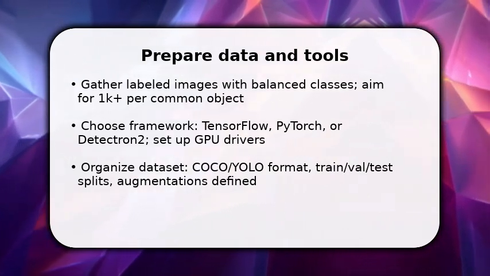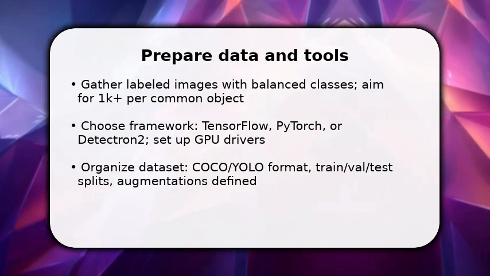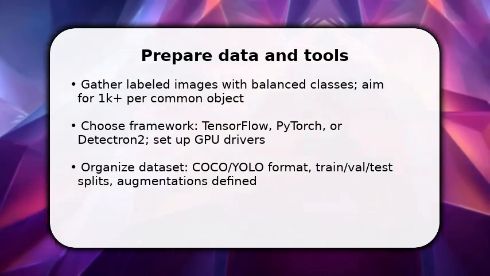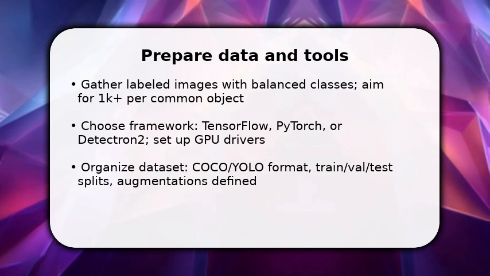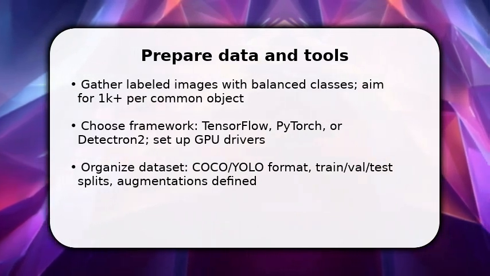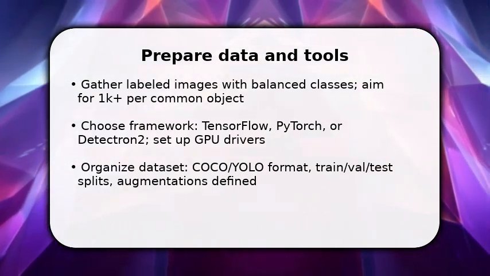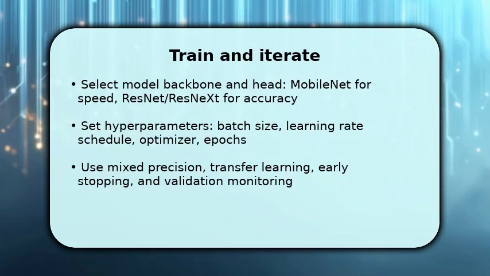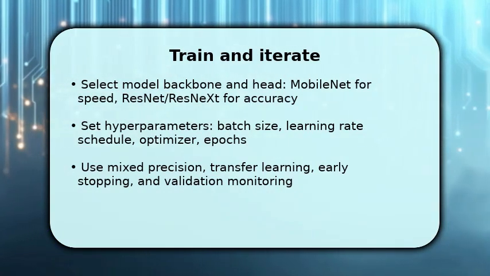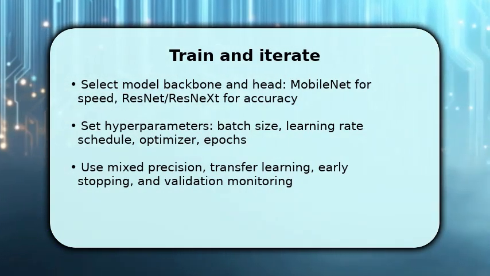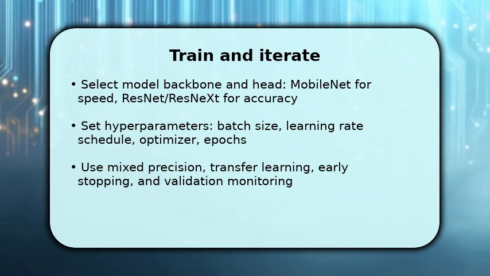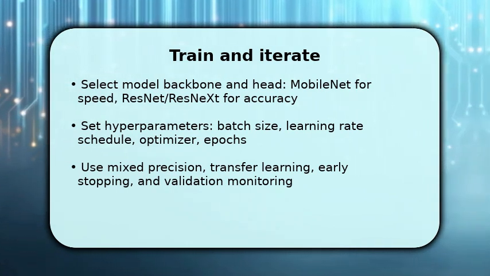Make sure to define train/validation/test splits and a baseline augmentation pipeline like random flip, scale, and color jitter. This reduces overfitting and boosts generalization early, which matters. You now pick a model and start training with transfer learning so weights converge faster. Use a backbone like ResNet for accuracy or MobileNet for edge deployment.